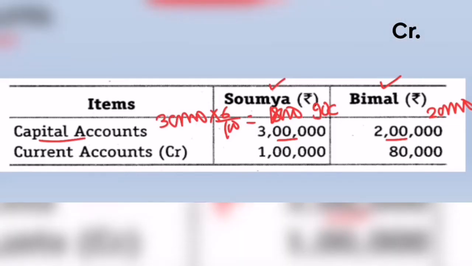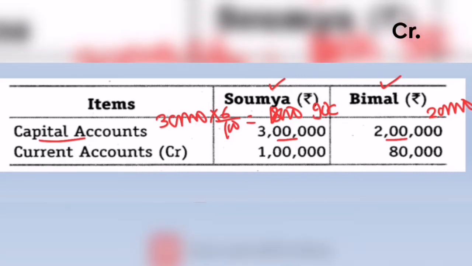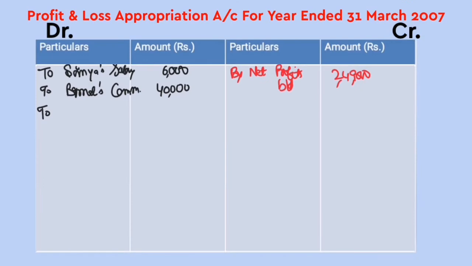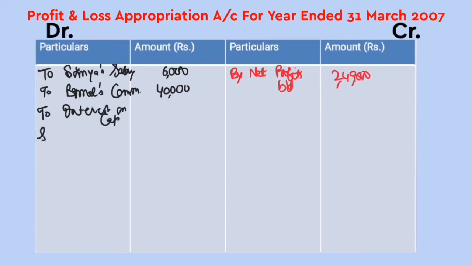Then we have calculated interest on capital. Soumya's interest on capital is 18,000, Bimal's interest on capital is 12,000. So that also we are going to show here. To interest on capital, Soumya 18,000 and Bimal 12,000. If we do the total, interest on capital is 30,000.